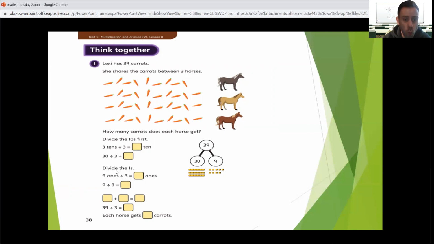Next, it says divide the 1s. 9 ones divided by 3 equals 3. 9 divided by 3 equals 3. Next up, we had to do some adding. We have to add our 2 answers together. We don't want 2 answers. We want just 1 answer.